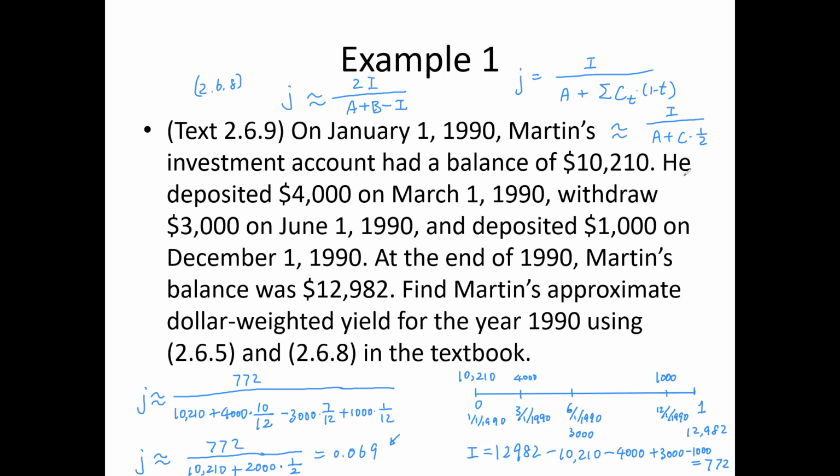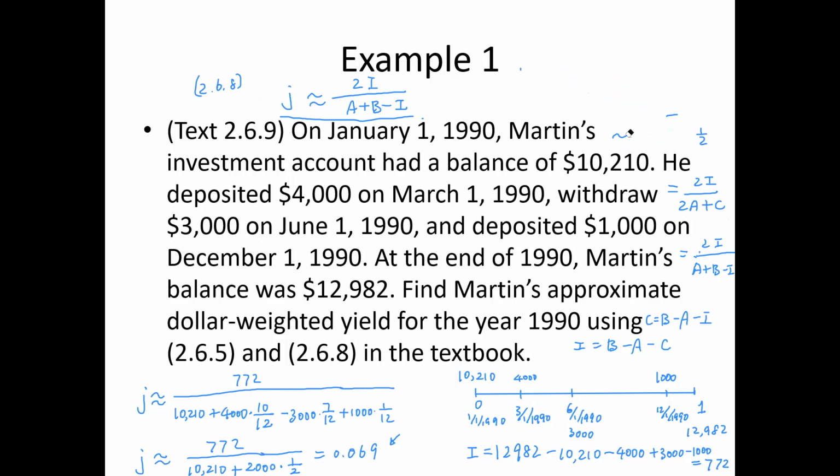But you can simplify it: multiply the denominator and numerator by 2. I have 2I over 2A plus C. But C equals what? Originally I equals B minus A minus C. So C equals B minus A minus capital I. That's our C, the contribution. Then replace the C by B minus A minus I. You would get 2I over 2A minus A plus B minus I, which is exactly the same. Okay, so that's how we got that formula. All right, and then you can just plug in the numbers.